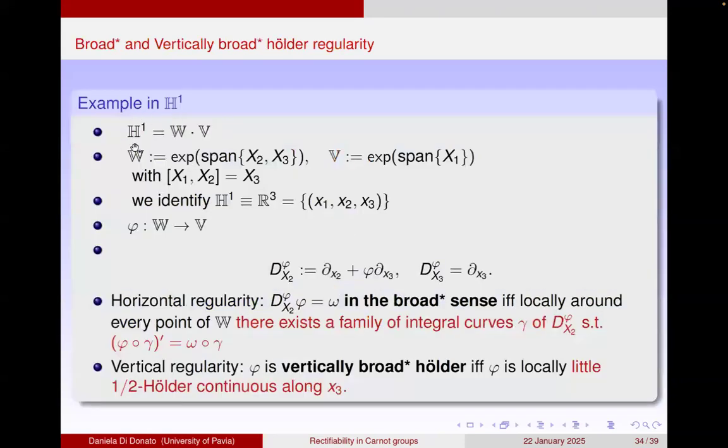In the model case, the first Heisenberg group, the horizontal regularity, meaning that the Burgers equation is satisfied in the broad star sense, holds if and only if locally around every point of W there exists a family of integral curves gamma of the Burgers operator such that this equality holds. The vertical irregularity, meaning that phi is vertically broad star order, holds if and only if phi is locally little 1 over 2 order continuous along the last component x3.